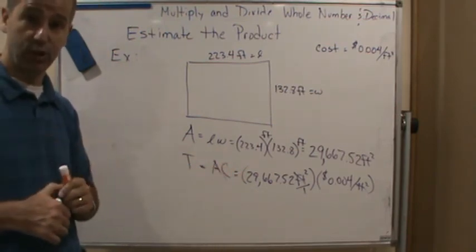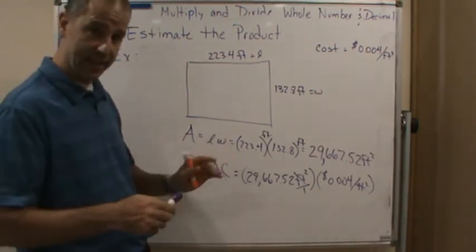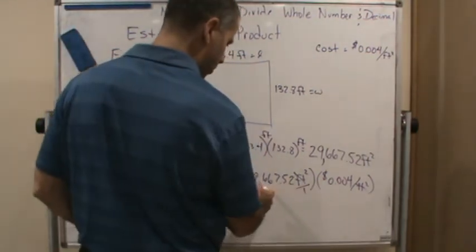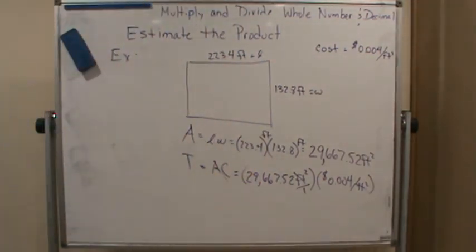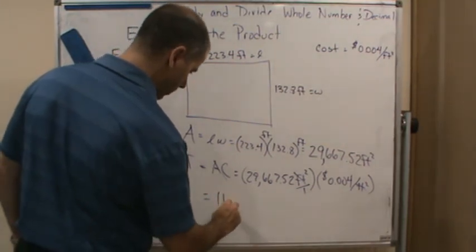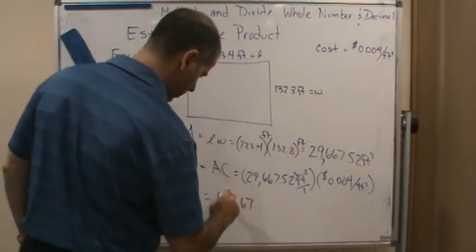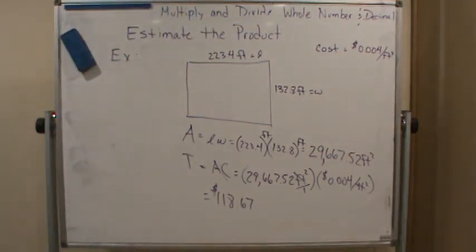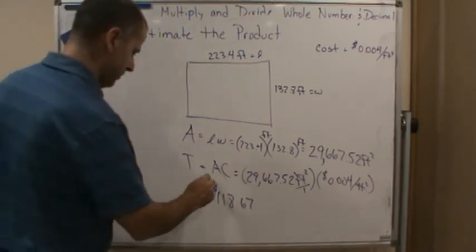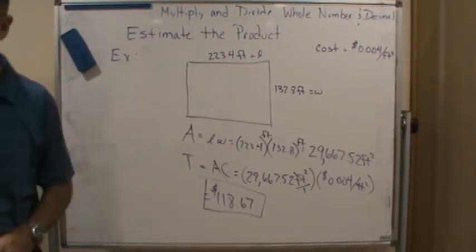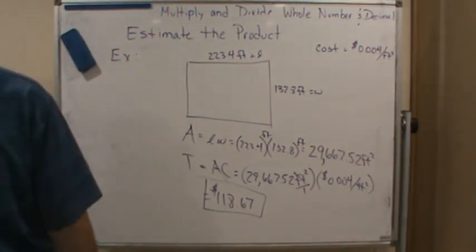So that's a good check to do. Do the units make sense? In this case, yes. So that tells me we're on the right track. So now all I have to do is multiply these two numbers in my calculator. And what do I get? I get $118.67 rounded to the nearest penny. And that's the answer. So that's how much it's going to cost to put fertilizer on this lawn. And that's it. Have a great day.